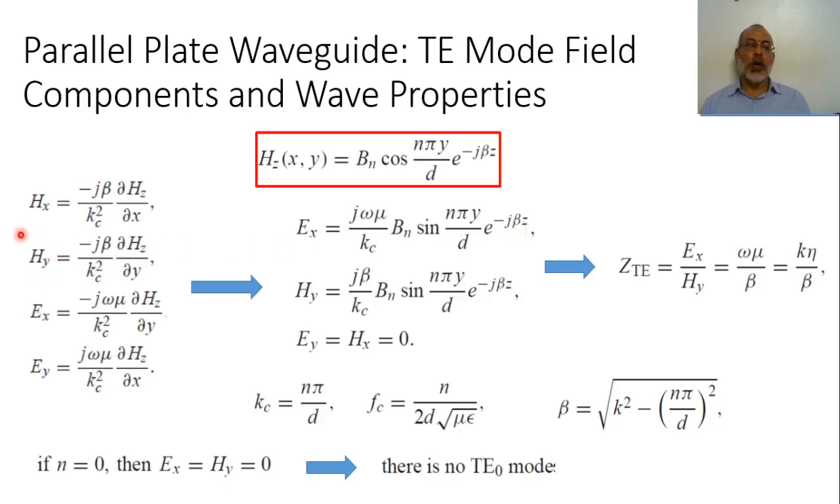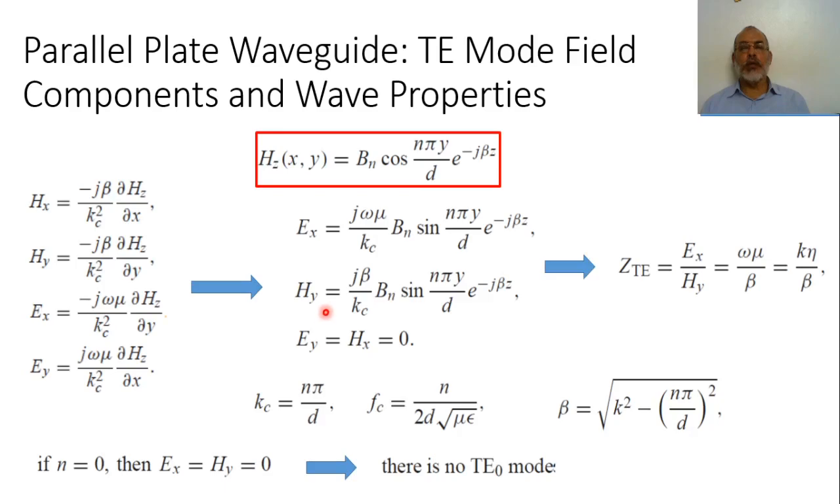In a similar way, Hy would be minus j beta over Kc squared times partial Hz by partial y. Partial Hz by partial y gives Kc, eliminated with the square, and we have a negative here because the derivative of this cosine is minus sine. So Hy equals j beta over Kc times B sine(n pi y over d) e to the power minus j beta z. Ey and Hx are proportional to the derivative with respect to x, which would be 0. So these are the field components of the TE mode of the parallel plate waveguide.